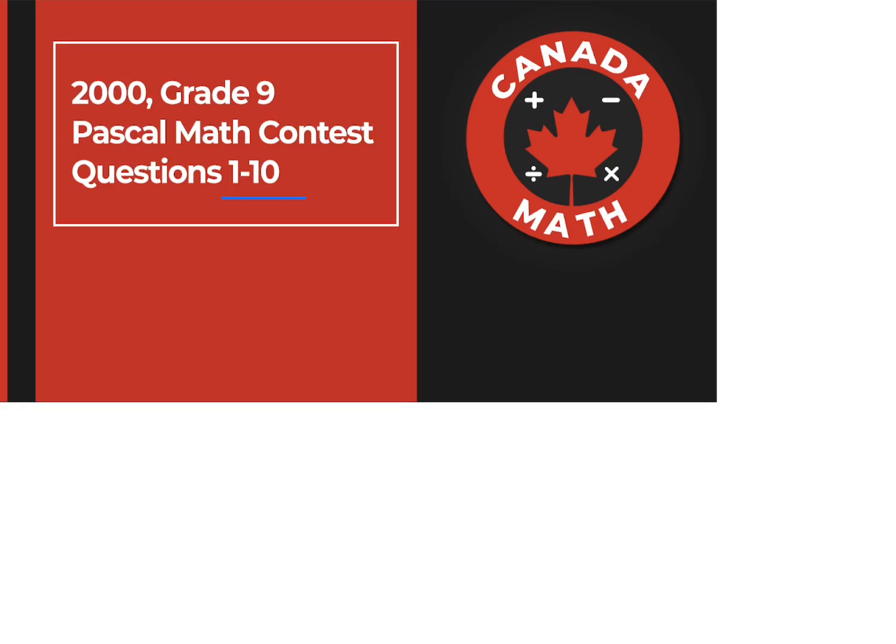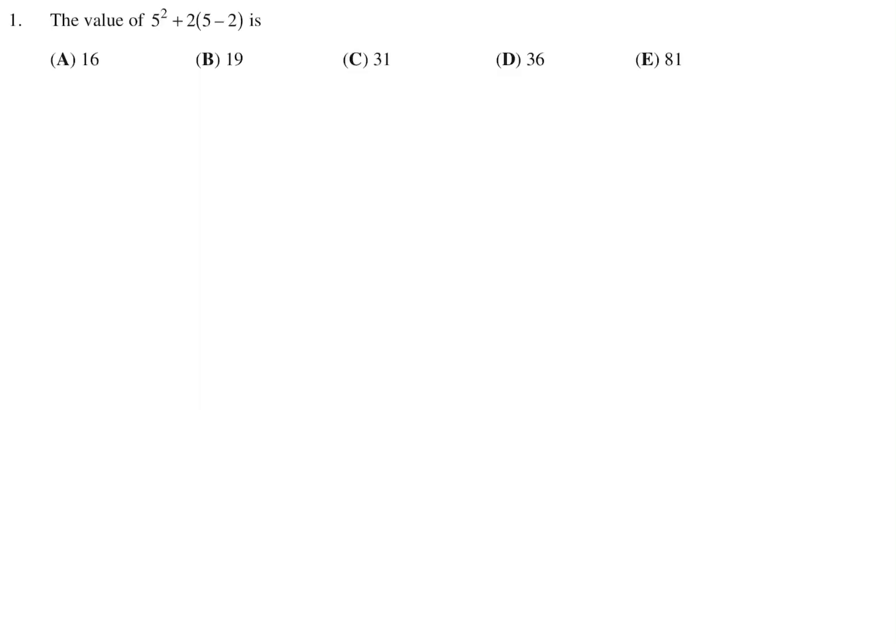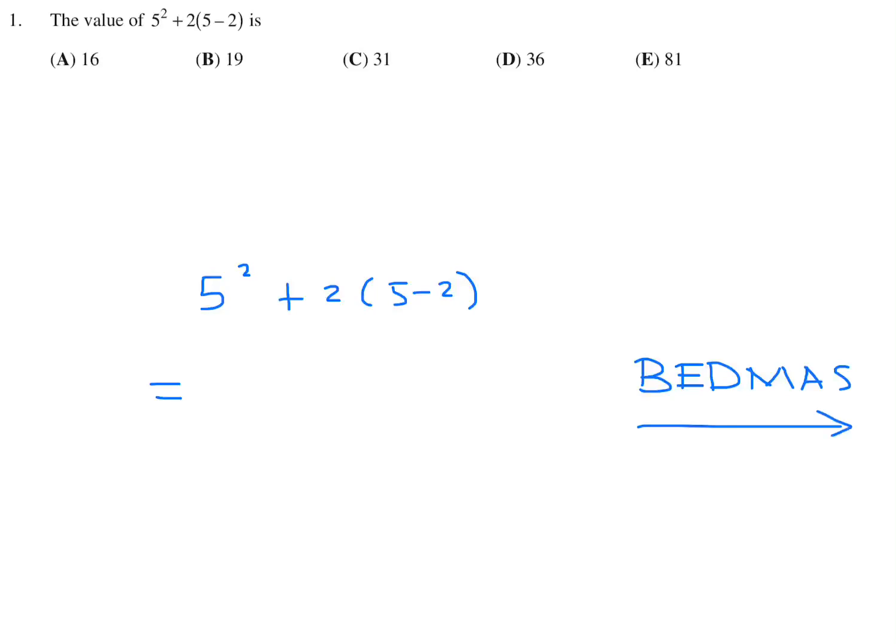Questions 1 through 10 of the 2000 Grade 9 Pascal Math Contest. The value of 5 squared plus 2 times (5 minus 2) is. So using BEDMAS, brackets, exponents, division, multiplication, addition, subtraction, this is the order that you go in. So let's do the brackets first. So that's 3, and then exponents, 25, and then multiplication, so that would be 6. So this is equal to 25 plus 6, which is 31. So the answer is C.